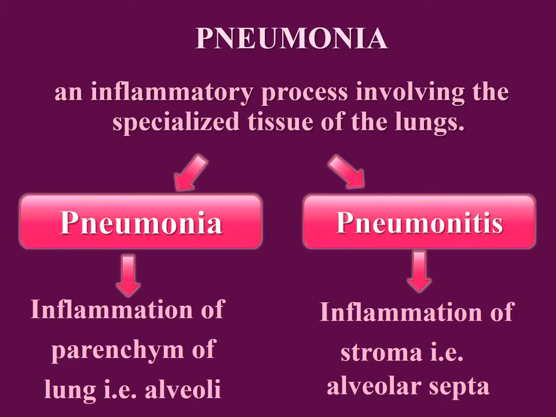Pneumonia is an inflammatory process involving the specialized tissue, the respiratory part of the lungs, which includes the parenchyma of the lung, that is alveoli, and the stroma of the lung, that is alveolar septa, peribronchial, and perivascular spaces. Inflammation of the parenchyma of the lung is defined as pneumonia. Involvement of the stroma is called interstitial pneumonia or pneumonitis.